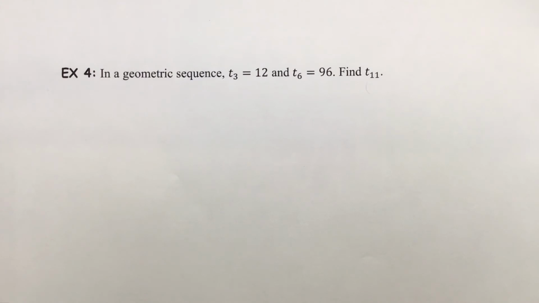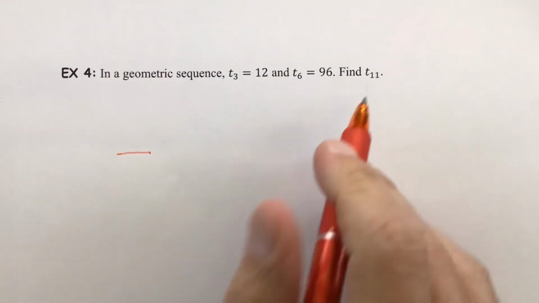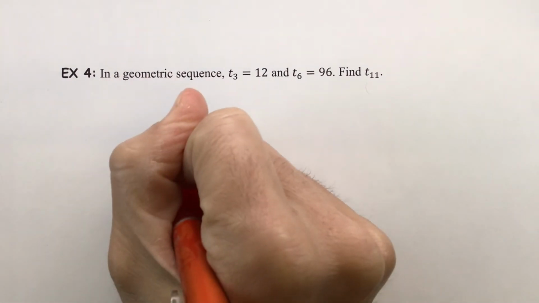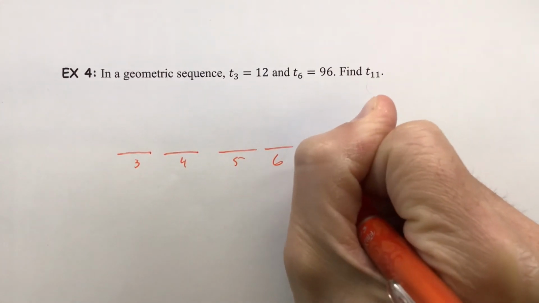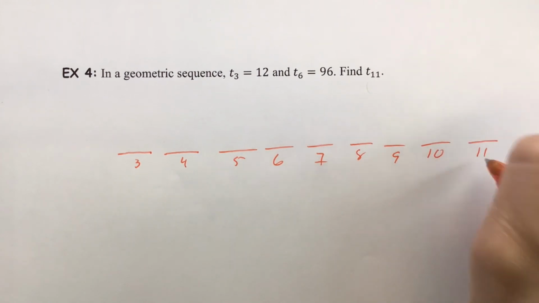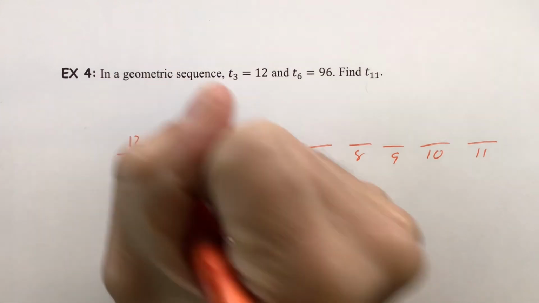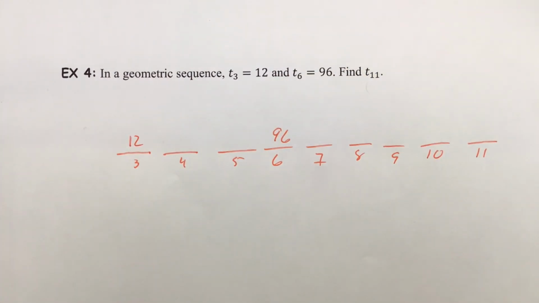Okay, to do this, I like to draw little blanks first. We don't need to go out to 11 because we actually started at 3, so let that be the third term, okay? So that would be 4, this would be the 5th, 6th, 7th, 8th, 9th, 10th, 11th term. Okay, just keep track of them. So the third term is 12, the 6th is 96.